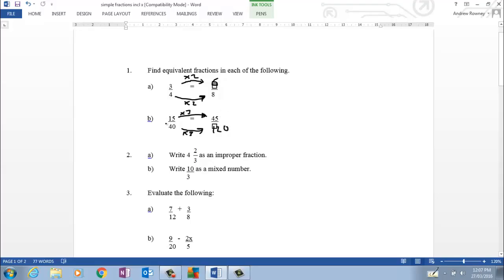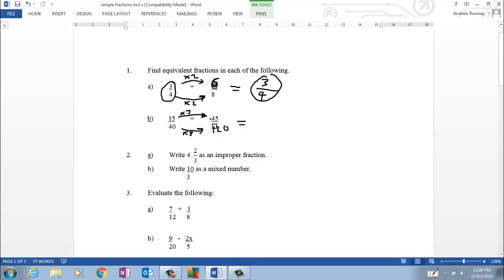Sometimes questions say go back the other way, you need to cancel them. So for example, if you had 6 on 8, we have to make those numbers smaller, and you say what's a common factor to 6 and 8? And a common factor would be 2. 2 goes into both of those, so you divide the top by 2 and you get 3. You divide the bottom by 2 and you get 4. So that's going back the other way, ending up with the same answer.